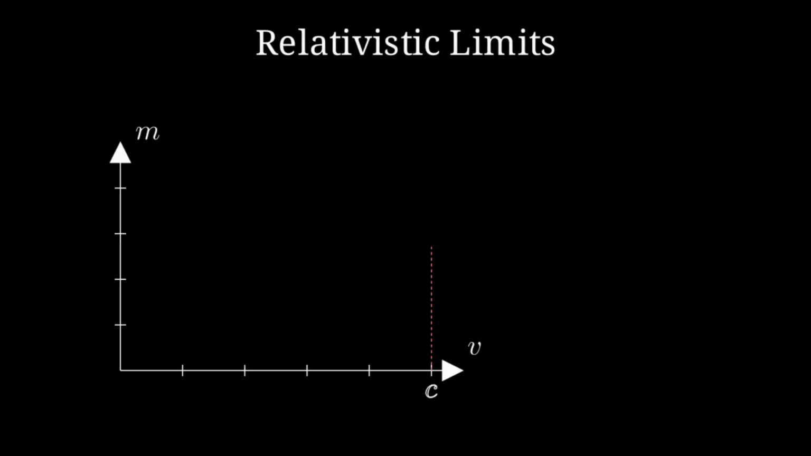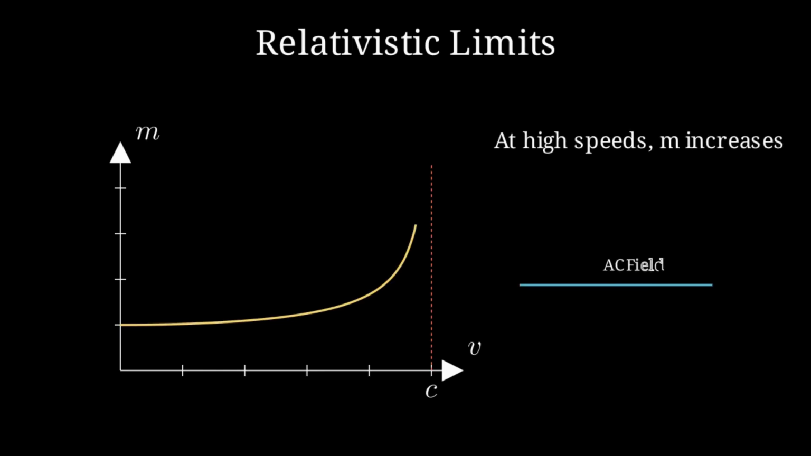As particles approach the speed of light, their mass increases due to relativity. This changes their orbital frequency, causing them to fall out of sync with the electric field. This is why standard cyclotrons have a speed limit.